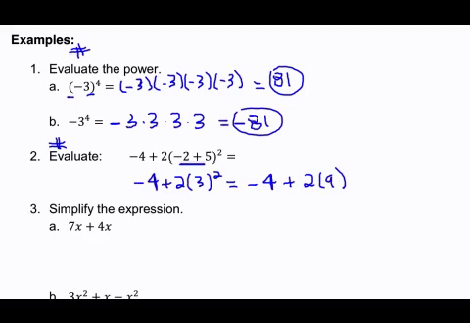From here, we are doing multiplication and division. Notice we just have multiplication. If we had multiple different products in there, we'd go from left to right. So 2 times 9 is 18. So this is negative 4 plus 18. And then lastly, we do addition and subtraction. So negative 4 plus 18 will give us a positive 14. And that is your final answer.